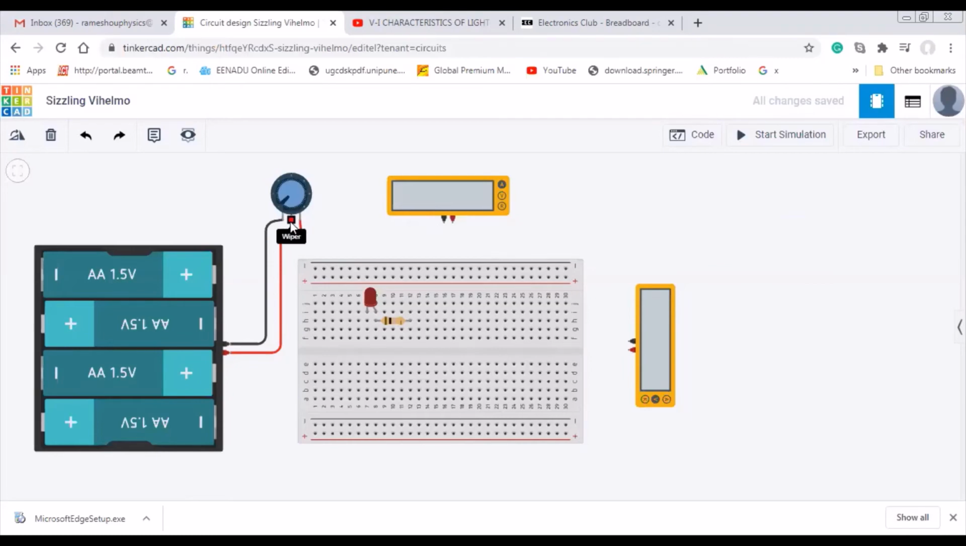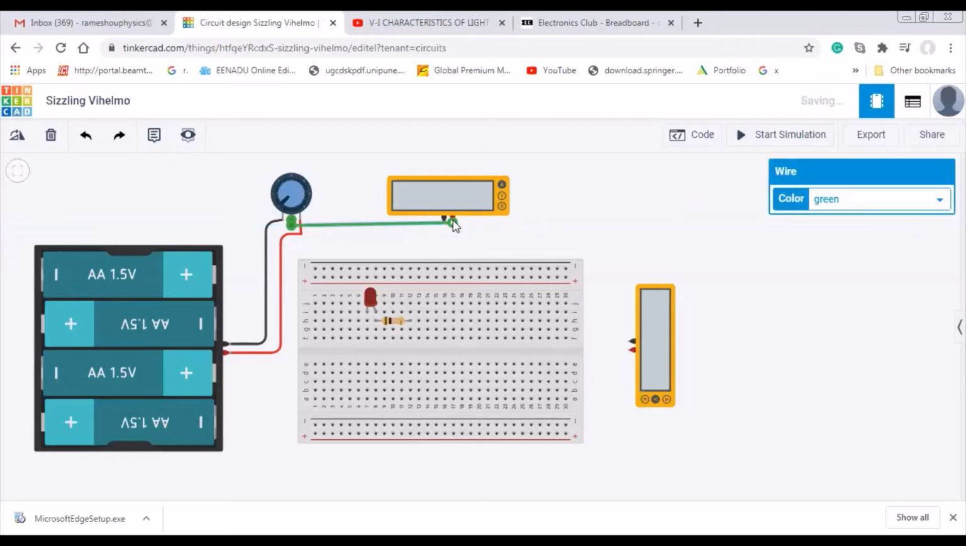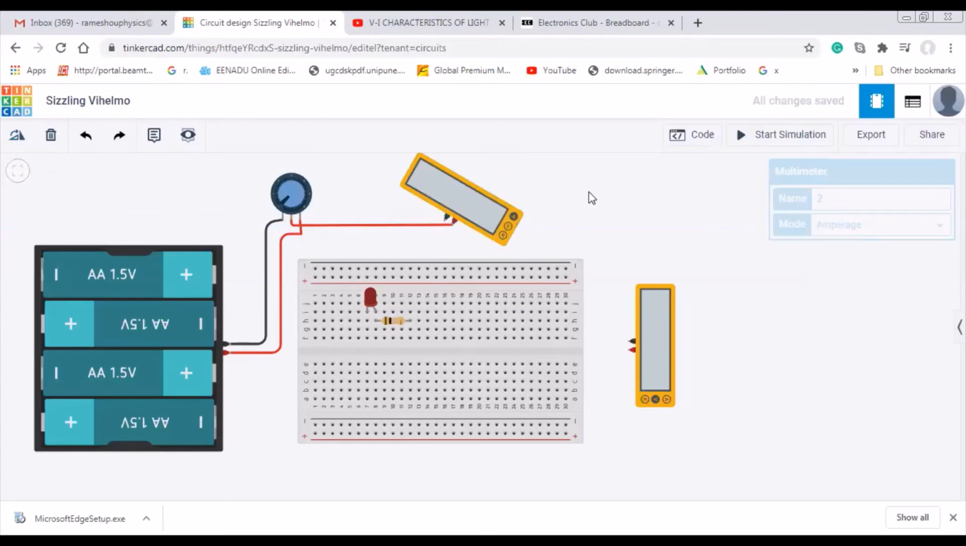And the potentiometer wiper is connected to the positive terminal of the ammeter. And to differentiate, this is taken as red. So just to differentiate, I treat it like this. So the battery connection with the wiper combination is complete.